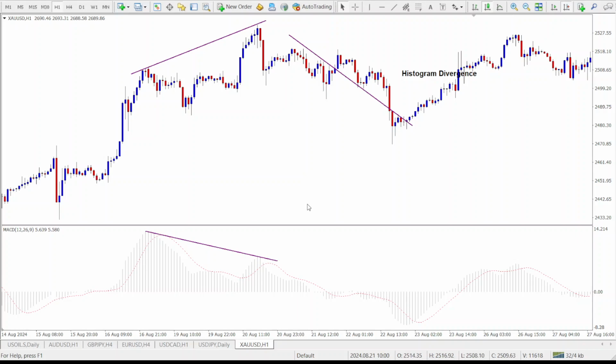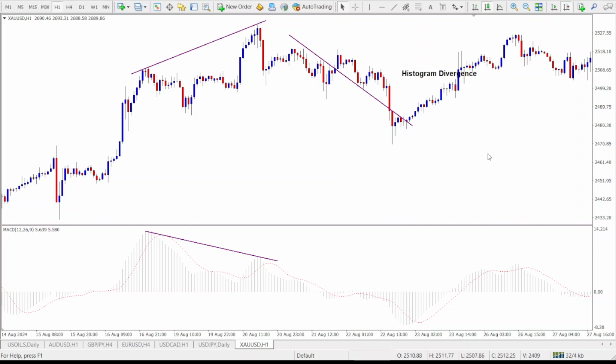And then finally, you have to combine it with other tools. While histogram divergence is powerful, it's not foolproof. So combine it with other indicators such as support and resistance levels. You can also make use of RSI or moving averages just for confirmation, to confirm your analysis.